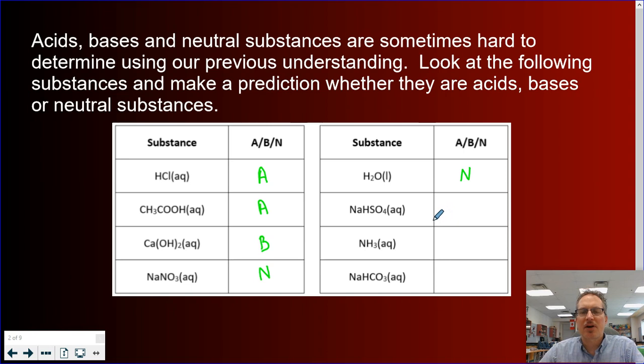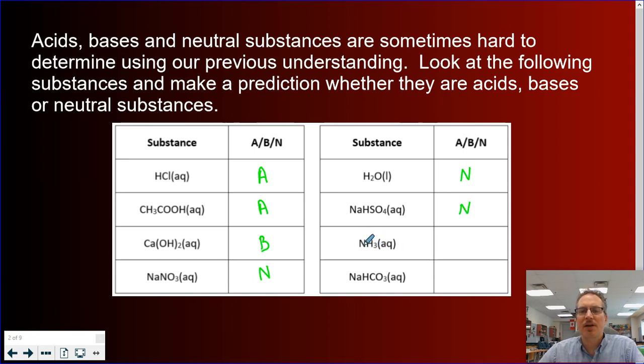Now this gets a little bit harder. Again, I don't want us to just go, ooh, it's got an H in it, it's an acid. Think about how it's built. Sodium and then hydrogen sulfate. So it's a cation, anion. That means for most of us, we would say, hey, that's ionic, and ionic is neutral.